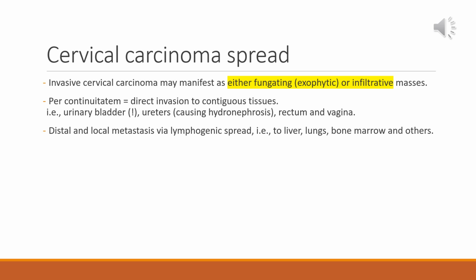Distal and local metastasis are via lymphogenic spread, and examples of where it can spread to commonly is the liver, the lungs, bone marrow, but also some others.